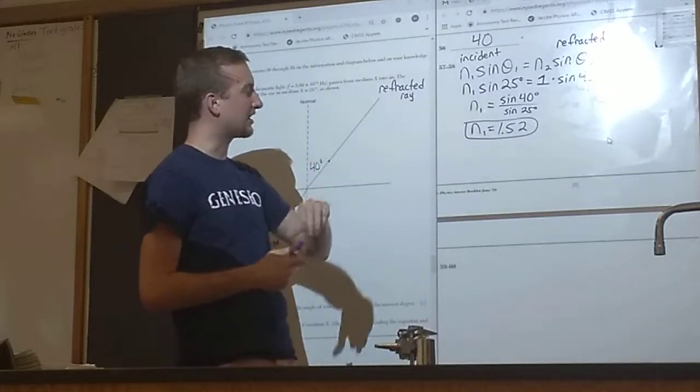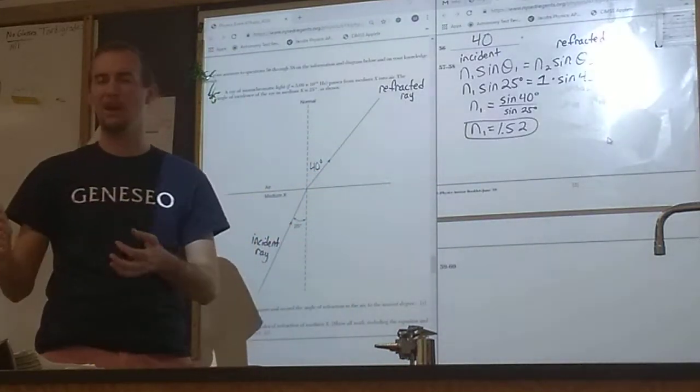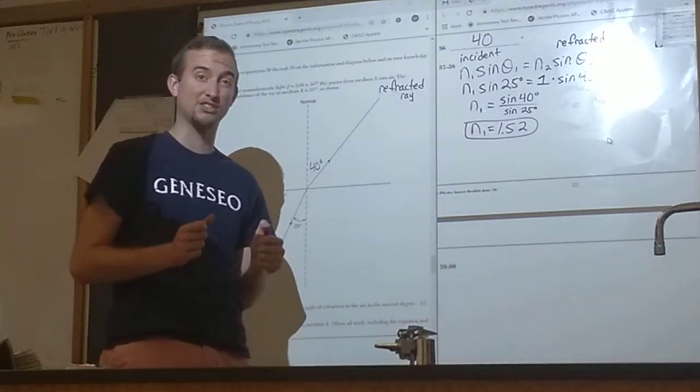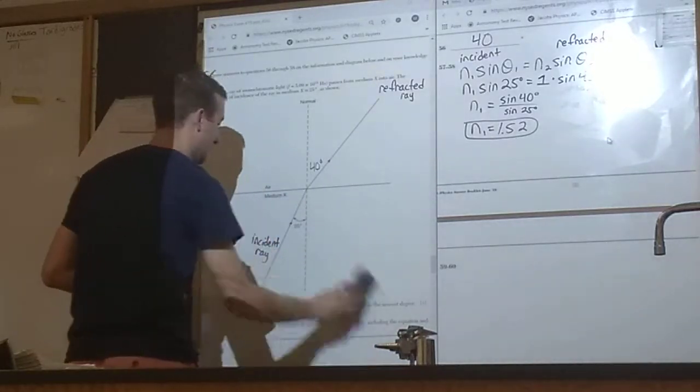It's a good thing we did not get an index of refraction less than 1 because that is physically impossible. That would imply, if you do a couple more calculations, that light in that medium is traveling faster than it does in a vacuum, which is impossible. So it's good our answer makes sense.